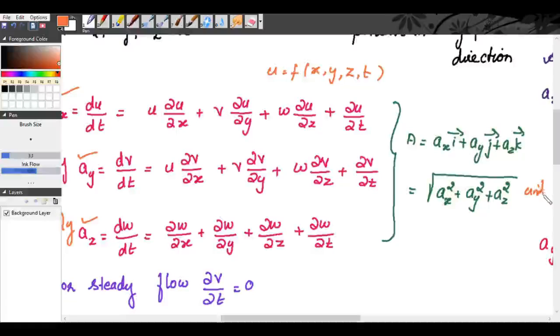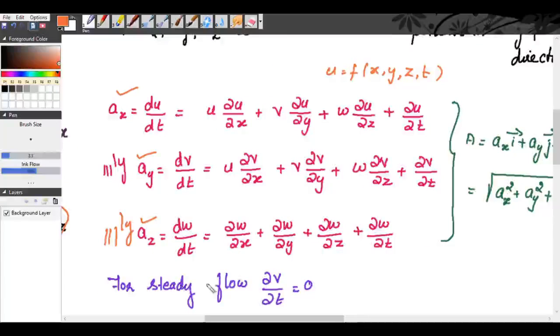Now, for steady flow, we have already studied the types of fluid flow: steady flow and unsteady flow. For steady flow, the differentiation of velocity with respect to time is equal to 0. So if the flow is steady, this term becomes 0. This term becomes 0. You will have only the remaining terms if the flow is steady.